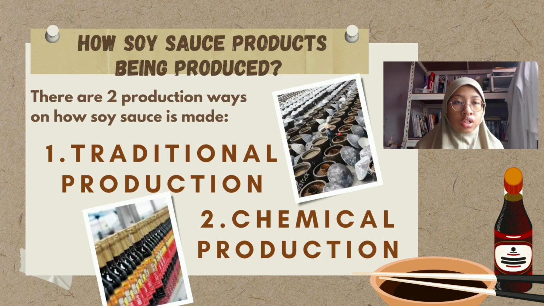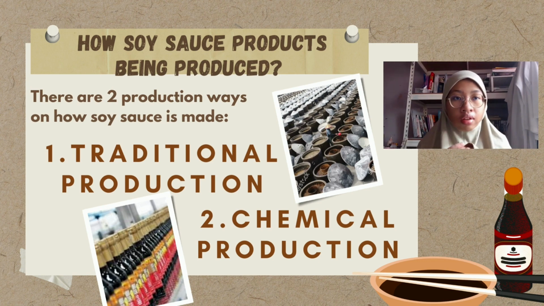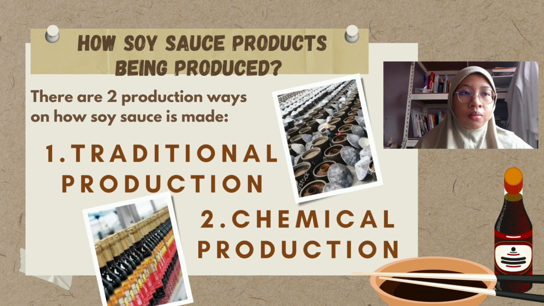For the traditional production, the soybean will be soaked in water and the wheat will be crushed and roasted so that both of them can be mixed together. After being mixed, both of them will be put in the culturing mold to develop and left for 2 or 3 days. Next, water and salt are added to the mixture and then left to ferment for about 5 to 8 months.